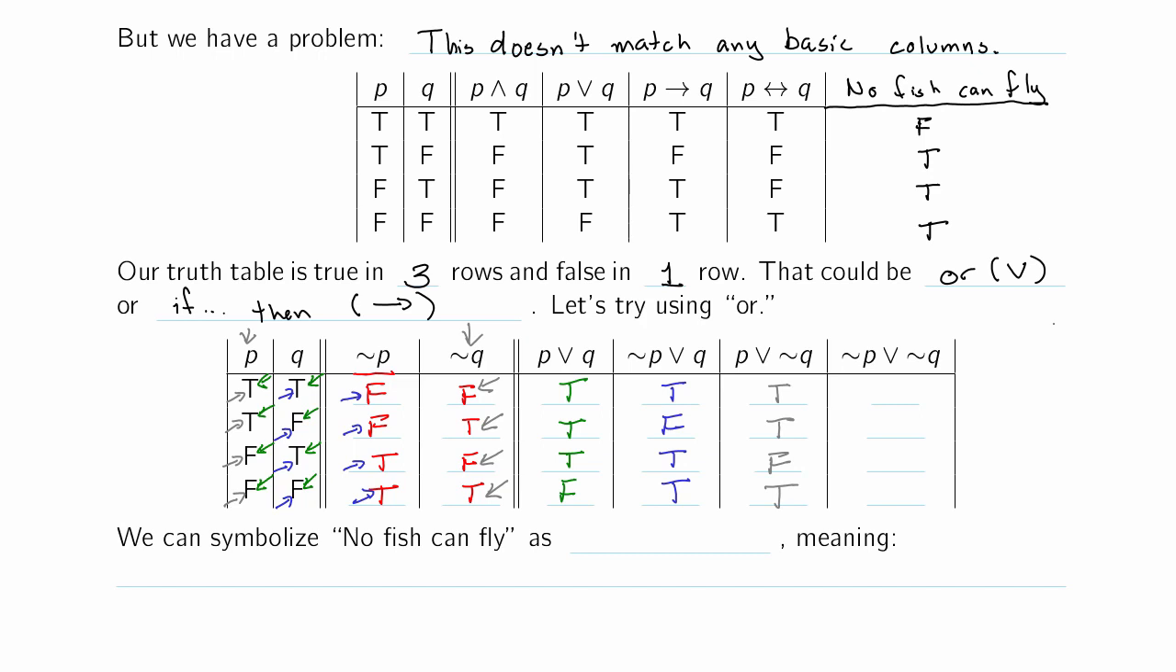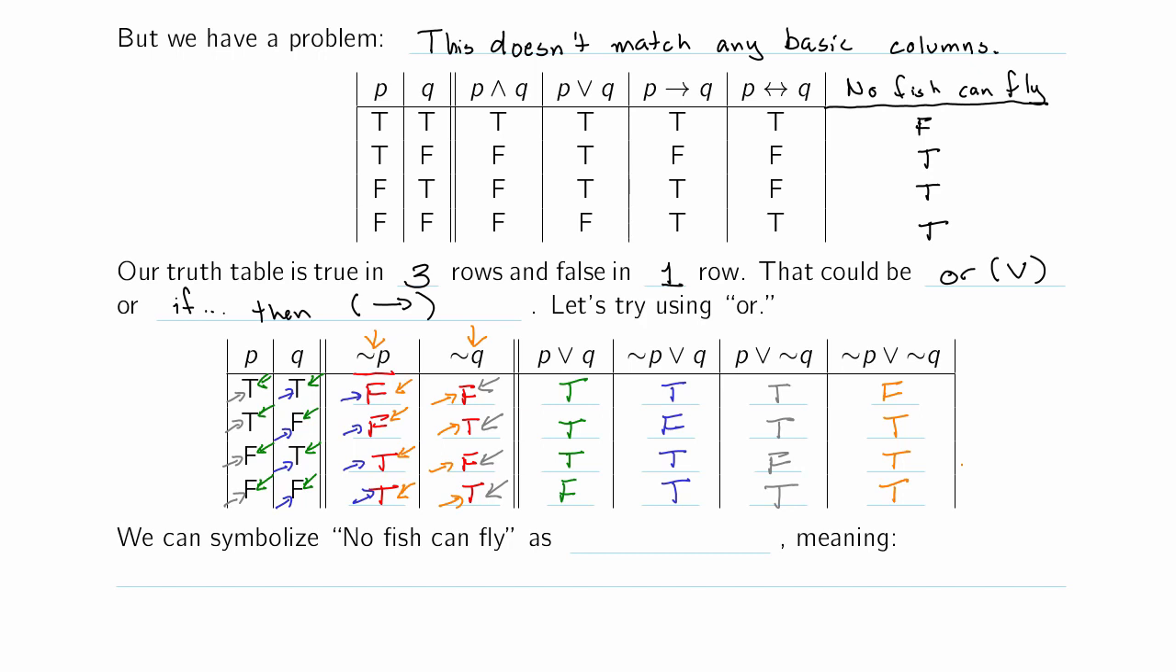Okay. And then all that's left is not P or not Q. For that one, we'll look at the not P column and the not Q column. Not P is false, not Q is false. Oh, well, that's when the or is false. Not P is false, but not Q is true. One of them's true, so the or is true. Not P is true, not Q is false. One of them's true, so the or is true. P is true, Q is also true. The or is true as long as anything is true.